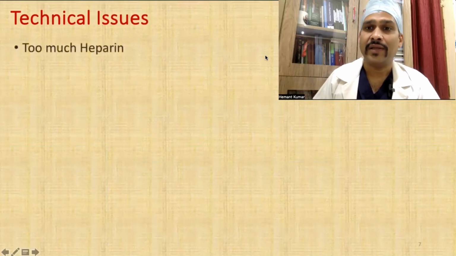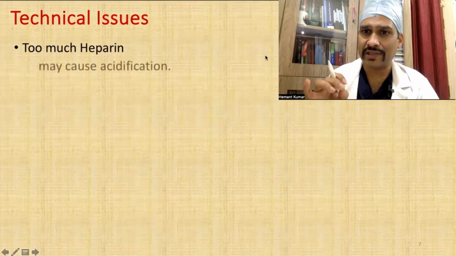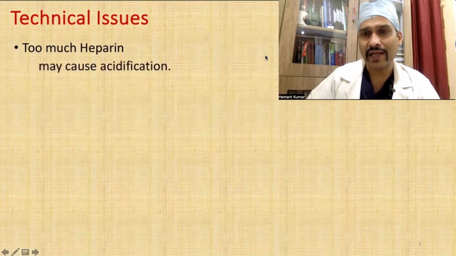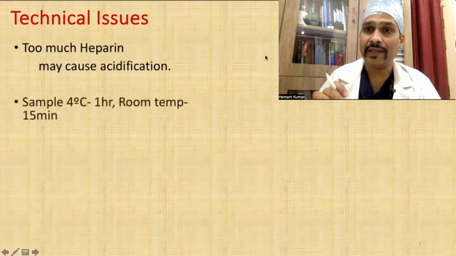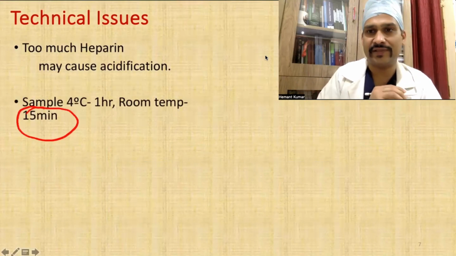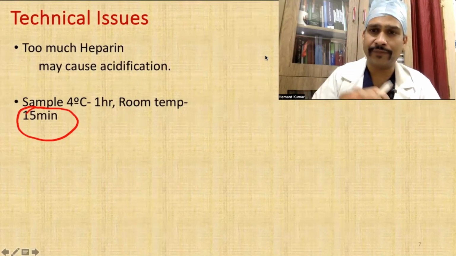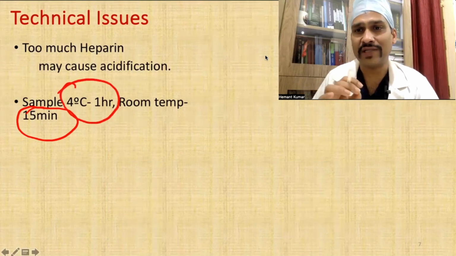Technical issues. We know that we are flushing the syringe with heparin while taking ABG. If you take too much heparin, it will cause false acidification. You will get a false low pH. And remember, you have to send ABG immediately, within 15 minutes. You cannot wait. If you want to wait for a few hours, you can wait 1 hour by keeping the sample at 4 degrees centigrade.